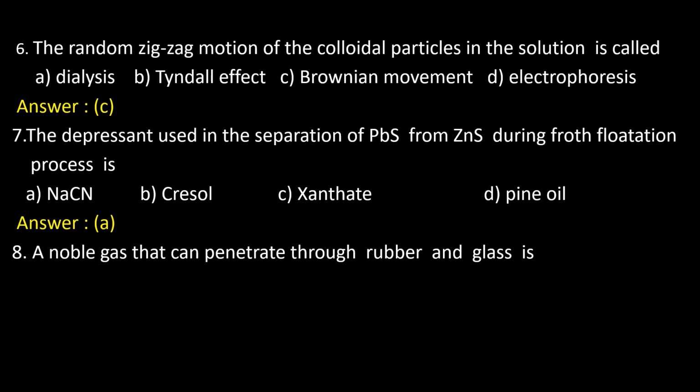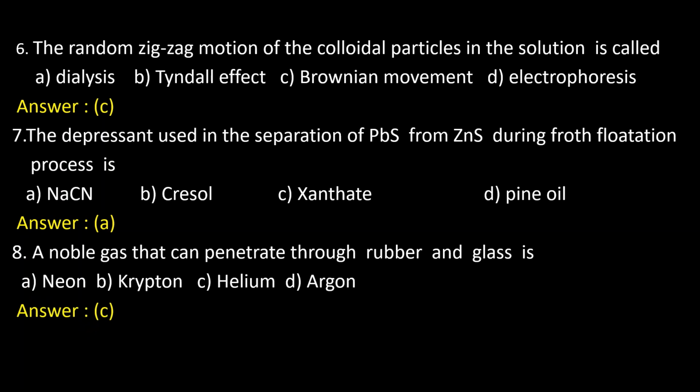Question number 8. A noble gas that can penetrate through the rubber and glass is A. Neon, B. Krypton, C. Helium, D. Argon. Dear friends, the correct option is the third option. It is the helium gas that can penetrate through rubber and glass. Therefore, the correct option is option C.